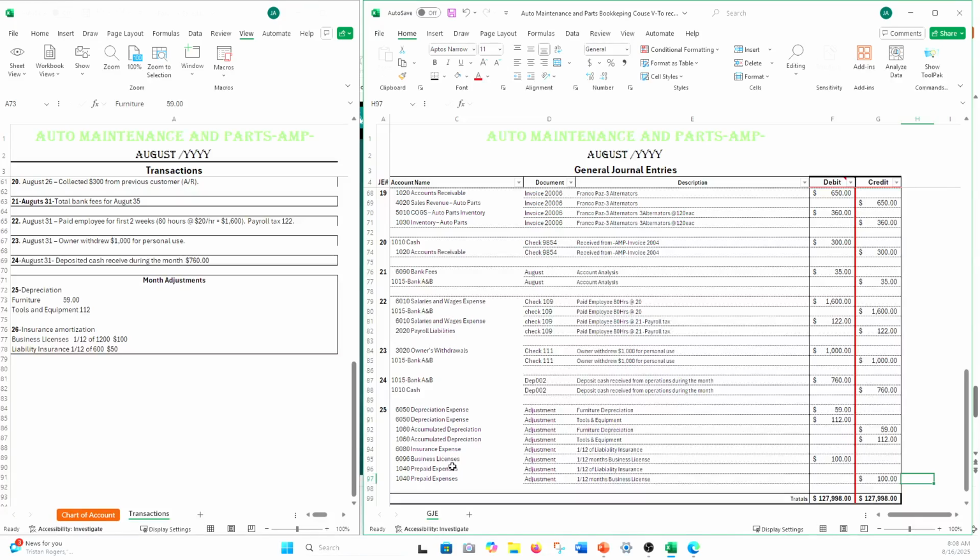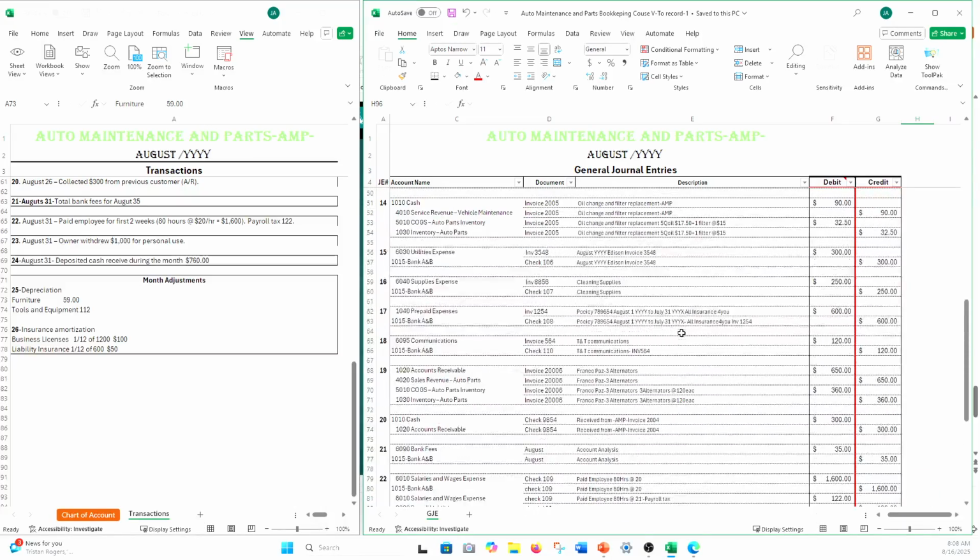Okay. In the same way, we pay liability insurance $600. So if we spend 1 month, $600 divided by 12 is equal to $50. So we are going to say liability insurance $50 here. We are going to say prepaid expenses, and write the prepaid expenses $50 as well. Well, this is the end of our exercise here.